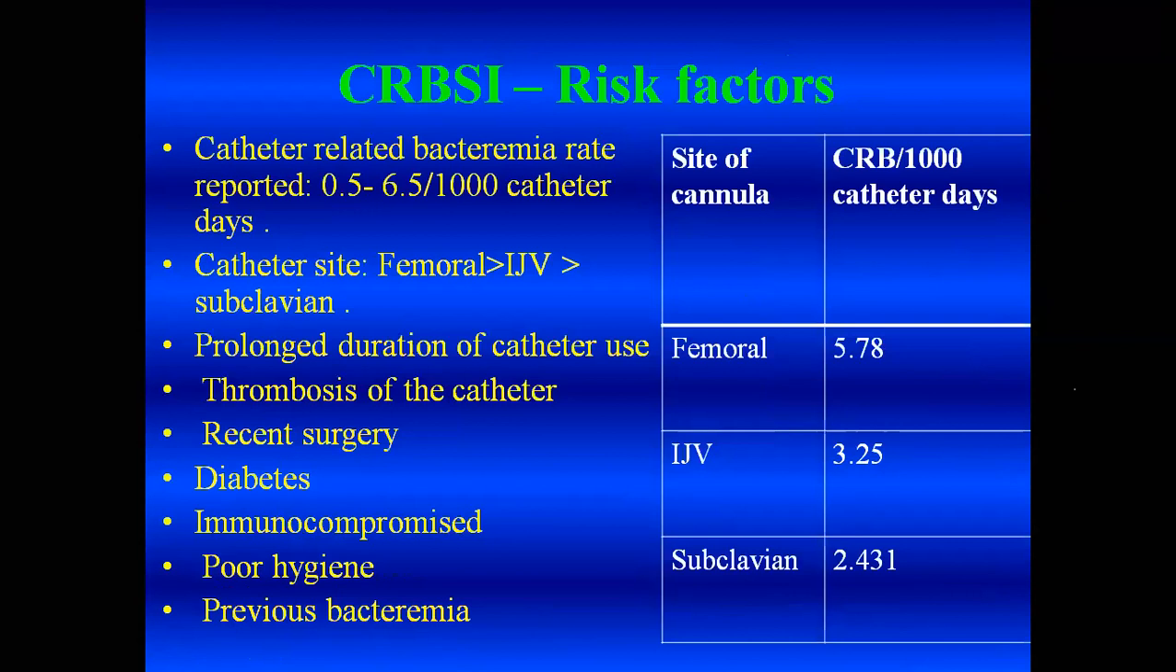So femoral catheters are more likely to have bacteremias than IJVs, and subclavians have the lowest rates of all. But we in dialysis units do not use subclavian catheters because the rate of subclavian stenosis with a tunnel cuff catheter is about 30 to 40%, and it's only about 10% with an internal jugular catheter.